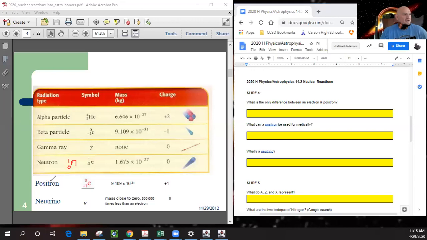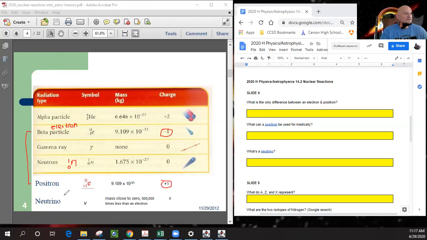Here's its mass. Here's positron. So positron is like the evil twin of the electron. So beta particle, we said, was an electron. The positron is basically an electron with a positive charge. It has the same mass, and the only difference is that this is a +1 charge and this is a -1 charge. That's the only difference between positron and the electron. Now beta particle we know is an electron. So we'll go ahead and write down electron here just to help us out. Electron, okay, and there we go.